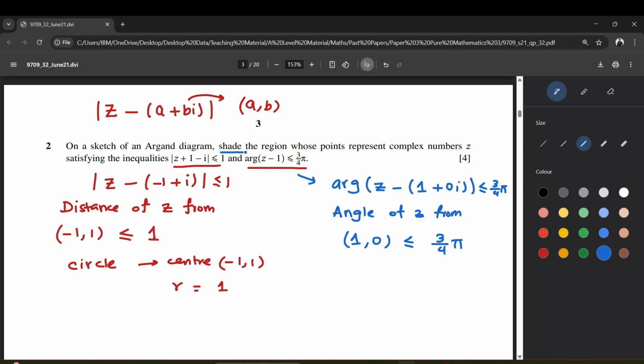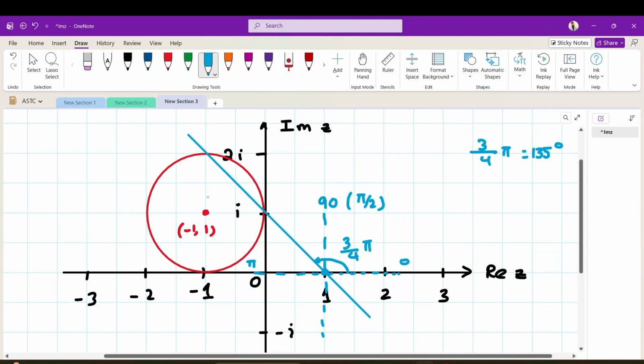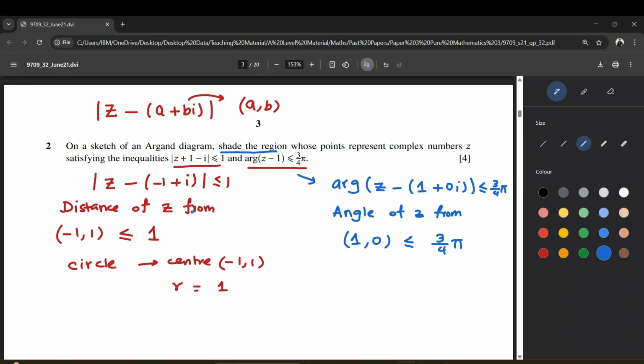It says shade the region whose points represent complex numbers z satisfying the inequalities. Now we need to shade the region that is satisfied by these given inequalities. The distance of the complex number z should be less than or equal to 1. That means that your complex number lies within the circle. So our region should be inside the circle, but inside the circle there are two segments. This is a minor segment and this is a major segment. So which one are we supposed to shade?